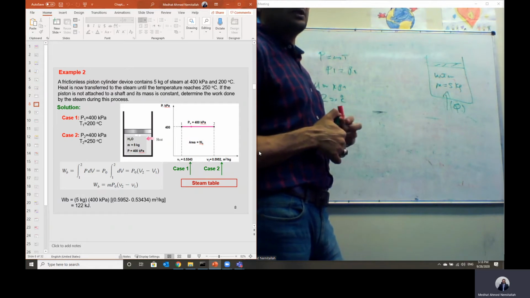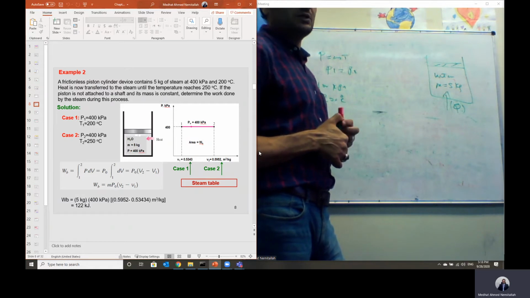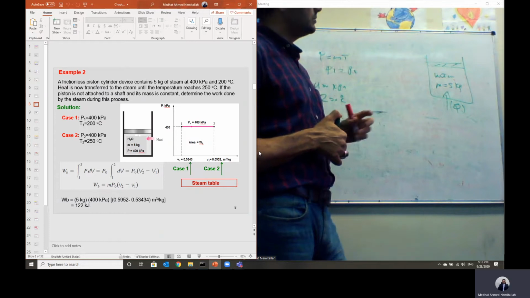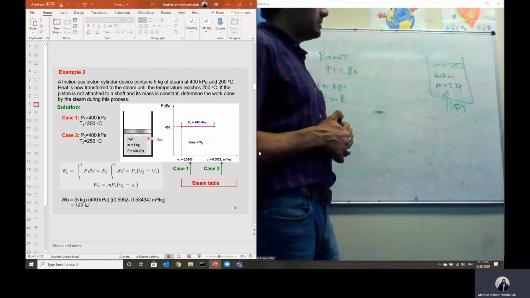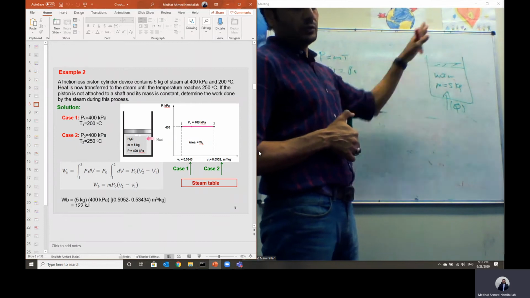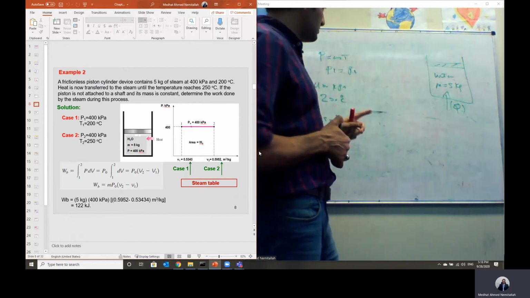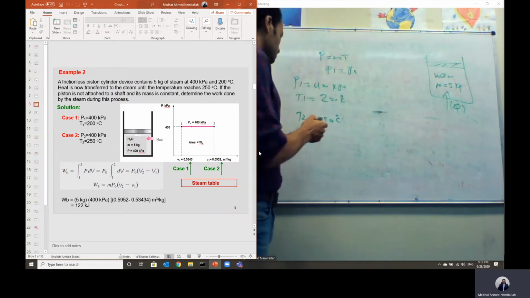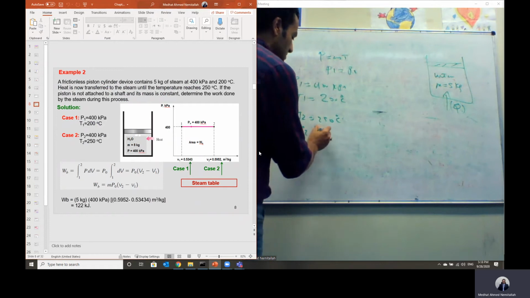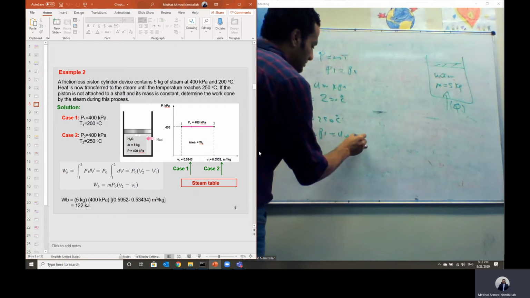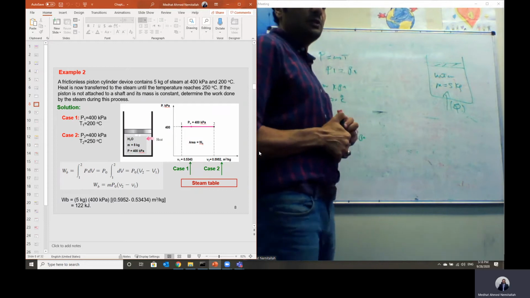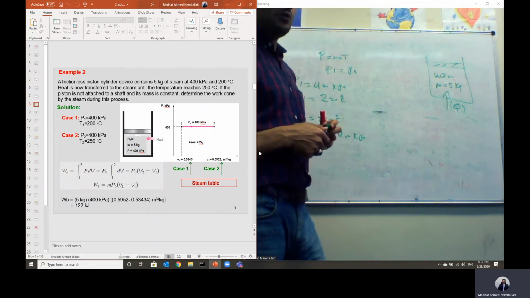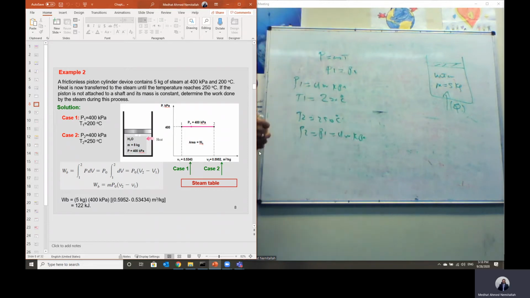The piston is not attached to a shaft, and its mass is constant, so it is not connected to a shaft or anything that may become an obstacle for its movement. So it's just free to move. That means in this case the pressure P2 will be the same as P1, which is equal to 400 kilopascal. Okay, and we need to determine the work done by steam during this process.